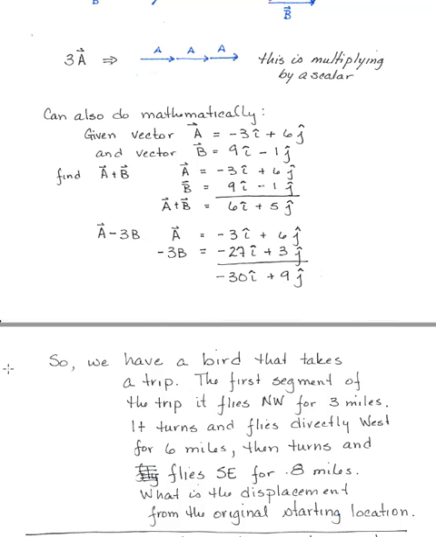It's going to take a trip, and the first segment of this trip, it's going to fly northwest for 3 miles. It's going to turn, and it's going to fly directly west for 6 miles. Then it's going to turn again and fly southeast for 8 miles. Now, I know it looks like it might say 0.8, but this is actually 8 miles. We want to know what is the displacement from the original starting location.